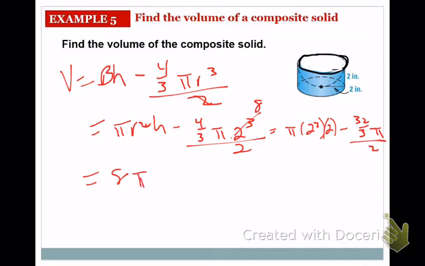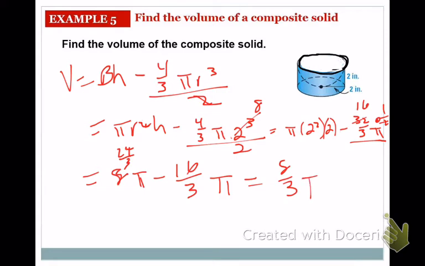So 8 pi minus, dividing by 2 is the same thing as multiplying by a half. So if we multiply by a half, we can cross simplify. The 32 becomes 16. And so we go 16 over 3 pi. And then we can subtract that out. 8 pi is 24 over 3 pi. Subtract that out, we get 8/3 pi. And then you can multiply the pi out if you needed to. But this is going to be 8/3 pi inches cubed.